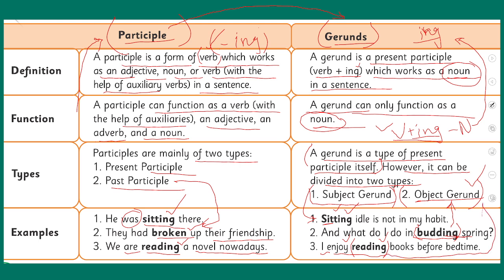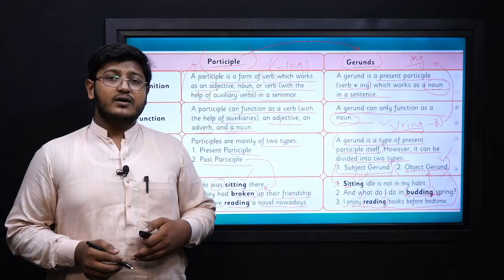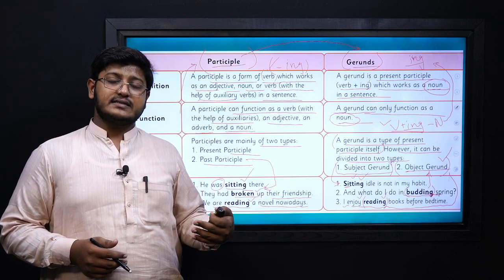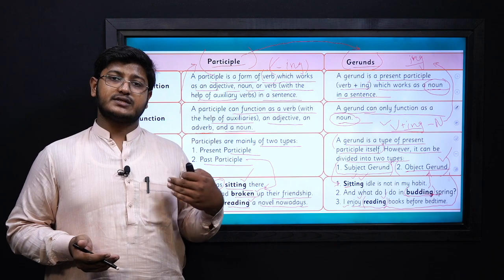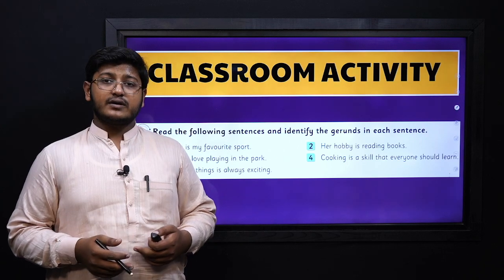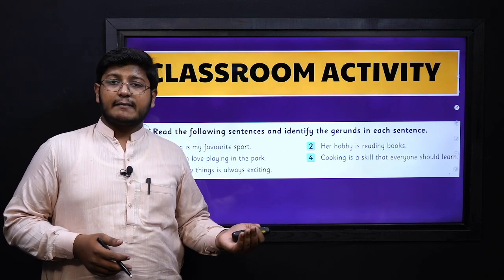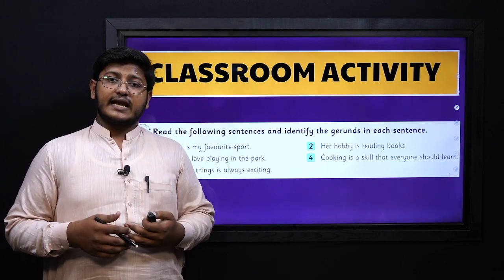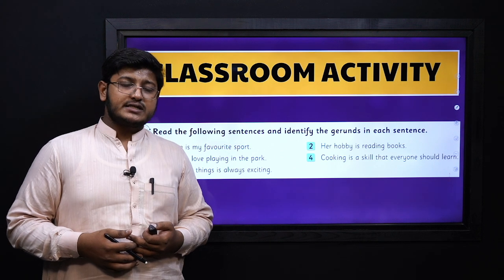So I hope you guys have understood what the gerunds and participles are, and how gerunds are used in different senses or different cases, and how participles are used in language. If you find any issue or confusion, you can go through some more examples about the gerunds and the participles, which will clarify your concepts.